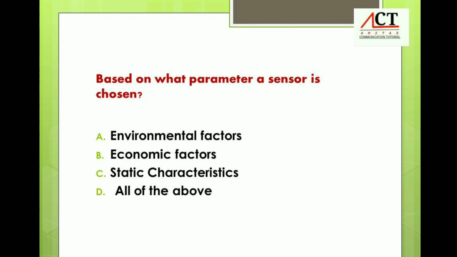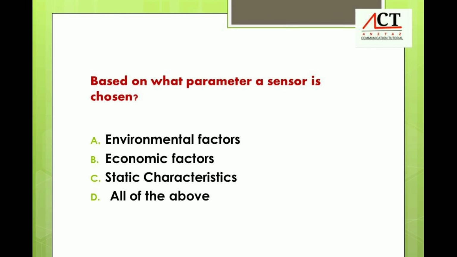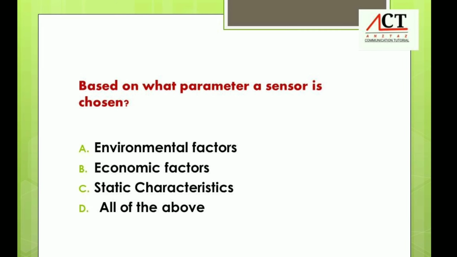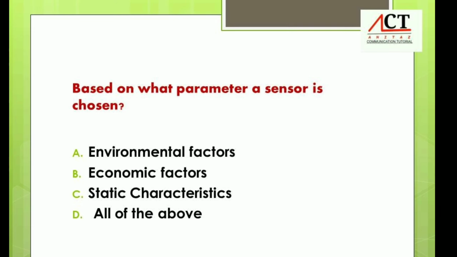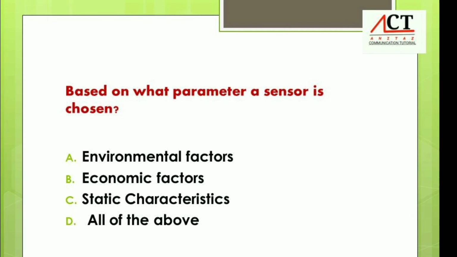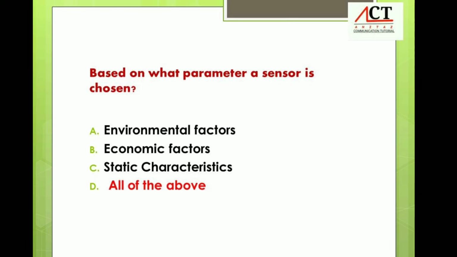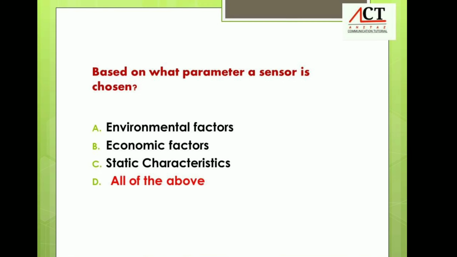Next question is, based on what parameter is a sensor chosen? Option A, environmental factors, B, economic factors, C, static characteristics, and D, all of the above. And the correct answer is option D, that is all of the above.